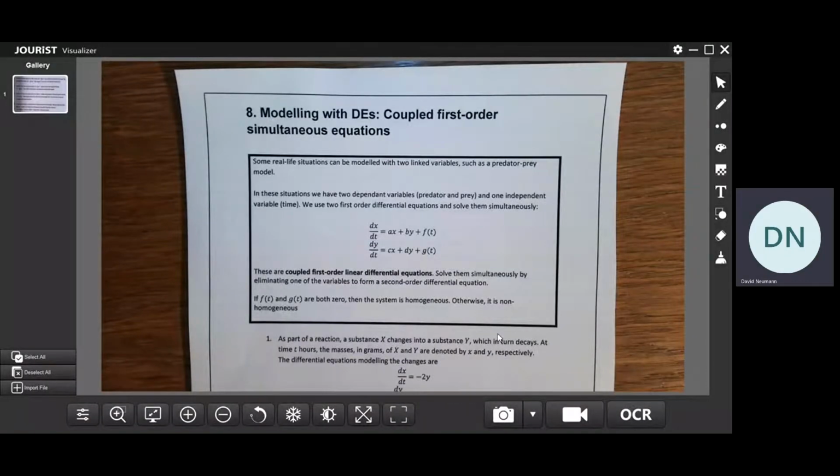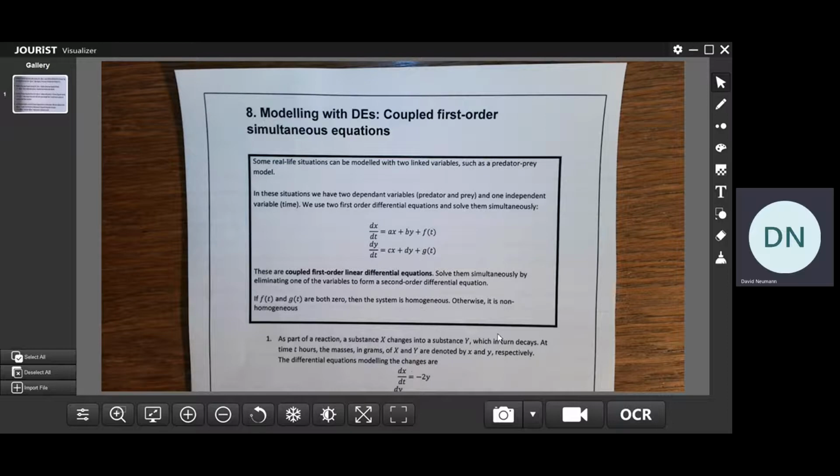Okay, welcome to this video, the last in our series on differential equations. This is on coupled first order differential equations. So coupled equations are where we have two equations in two variables. We've got x and y in our example, and both x and y are functions of t, functions of time.